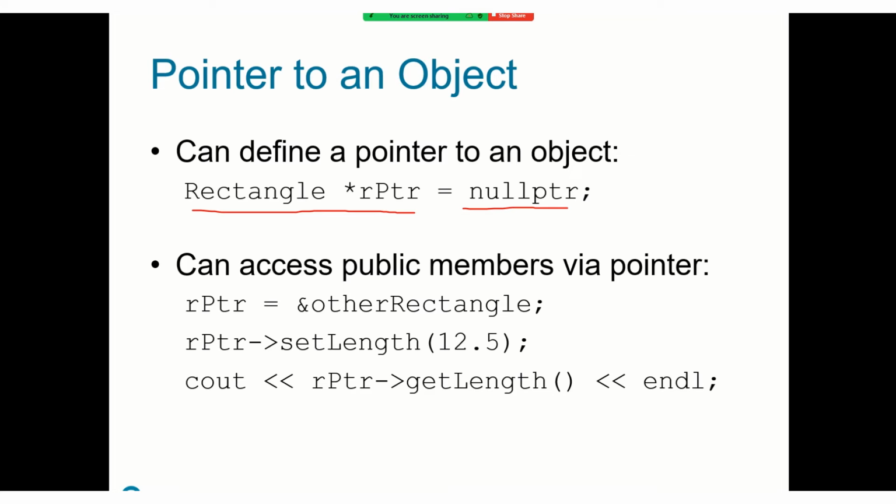So let's move on. When you define the pointer to an object in this way, you can access the public members via the pointer.